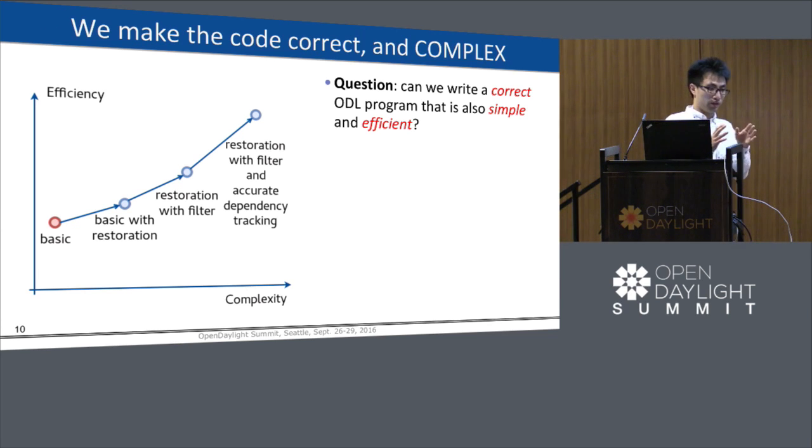But with all these benefits, the cost is that the program becomes more complex. And we want to ask the question: can we just write a program which is both correct, which means it is consistent with the current state, and also efficient, so that it can reduce the redundant re-executions?